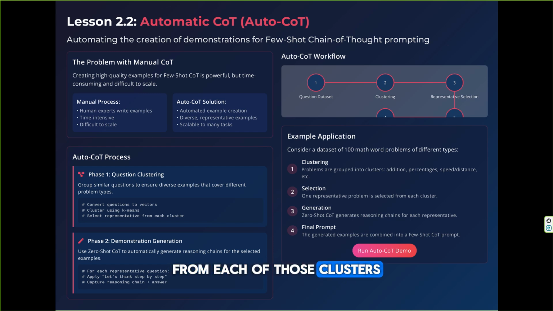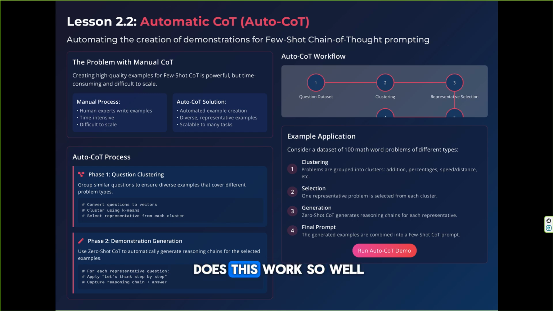Phase 2, demonstration generation. From each of those clusters, the system selects one representative question. It then uses zero-shot COT, our let's think step-by-step technique, on this representative question to generate a reasoning chain automatically. These automatically generated question and reasoning pairs become the exemplars for a standard few-shot COT prompt.